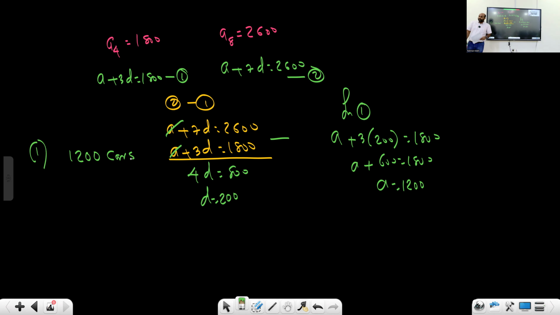What is second question? Production 12th year, not a total production. Production 12th year, a particular year. A12, A plus how much D? 11D. Is it A12 means A plus 11D?